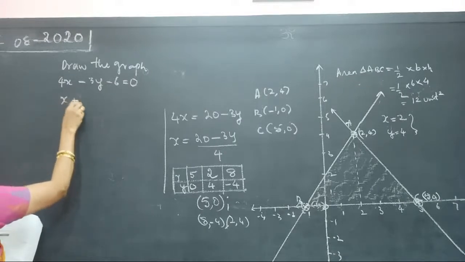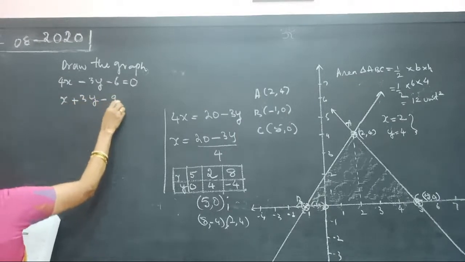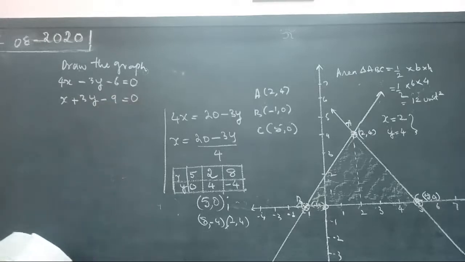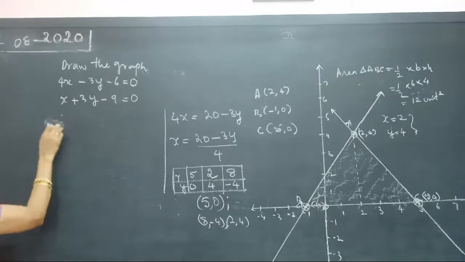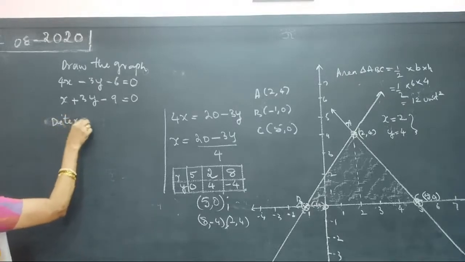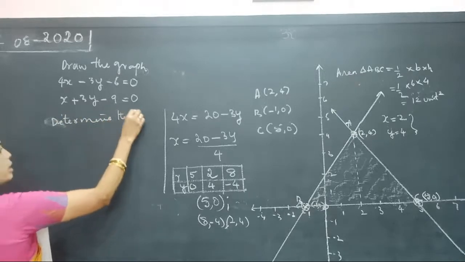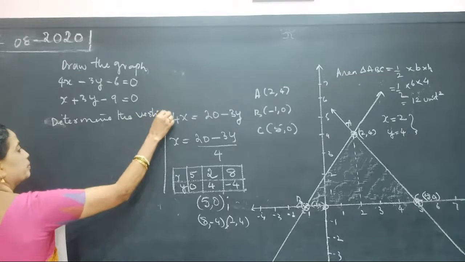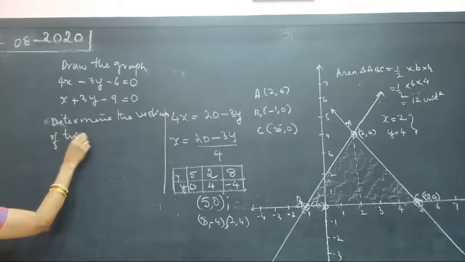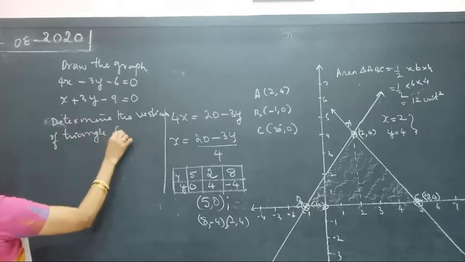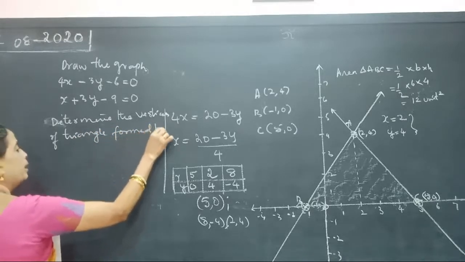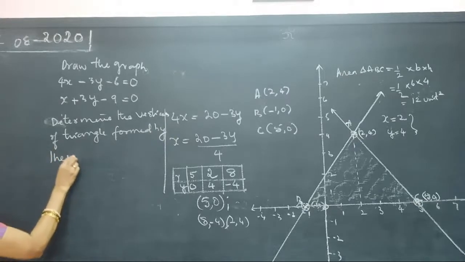x plus 3y minus 9 equal to 0. And they have given, determine the coordinates of the vertices of the triangle formed by these lines and the y-axis.